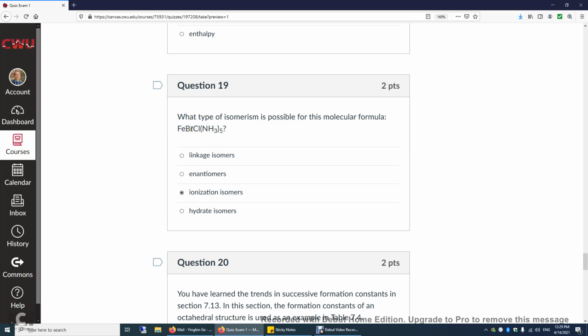So if you have bromide as the counter ion, then this chloride is one of the ligands bonded to the metal center directly. But chloride can also be the counter ion in the solution outside the transition metal complex. In this case, this bromide is a ligand bonded to this transition metal center directly.